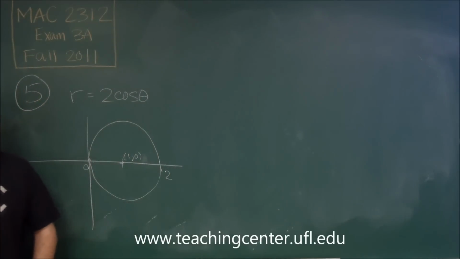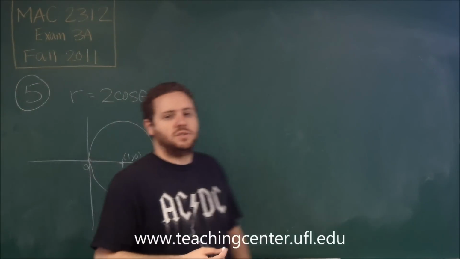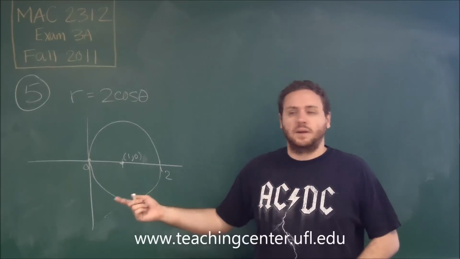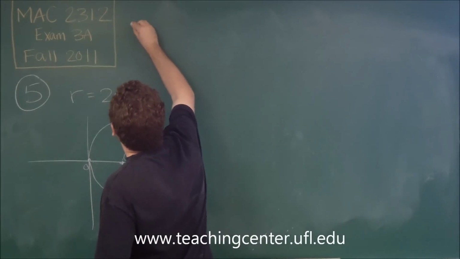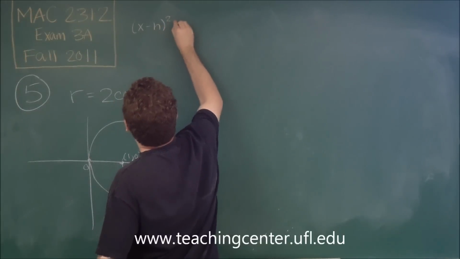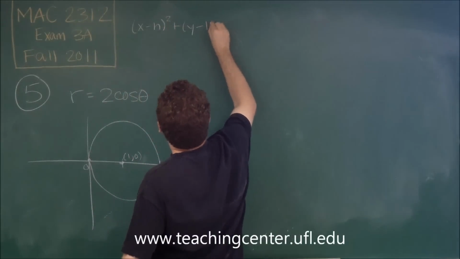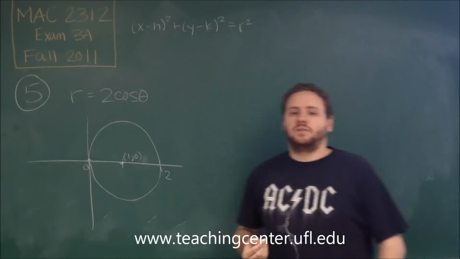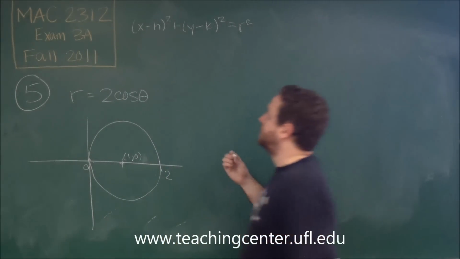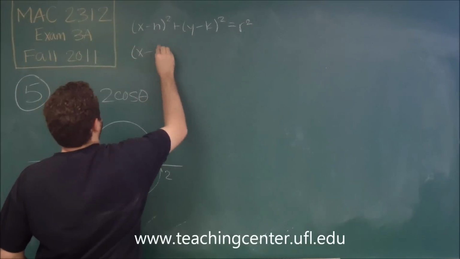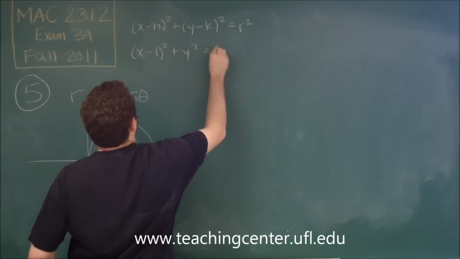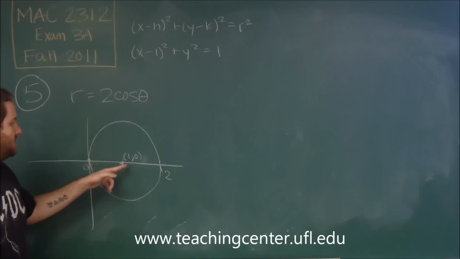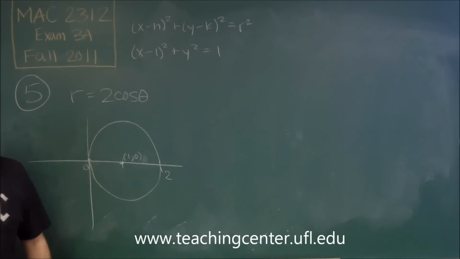So if you know what the graph looks like, making a Cartesian equation to match this graph is pretty simple because you know the center and radius already. As long as you remember that the equation for a circle is (x minus h) squared plus (y minus k) squared equals r squared, where (h, k) is the center and r is the radius, we have all that information. So that would just be (x minus 1) squared plus y squared equals 1, because the y coordinate of our center was 0, the x coordinate was 1, and our radius is 1.